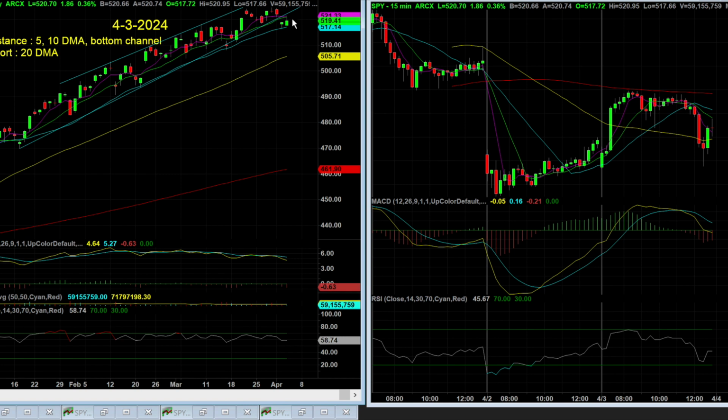It tested the 5-day moving average and the 10-day moving average, both tested, but it didn't close above both the 5 and 10-day moving average. It's still below the bottom of the channel here. So I assume the 5-day, 10-day, and the bottom of the channel are resistance now. So it should be a strong resistance till proven bullish. Once it closes above those 5, 10 moving averages, then it should turn bullish.